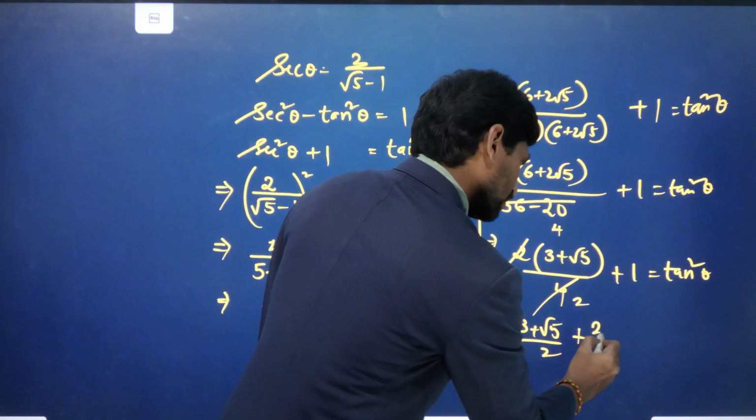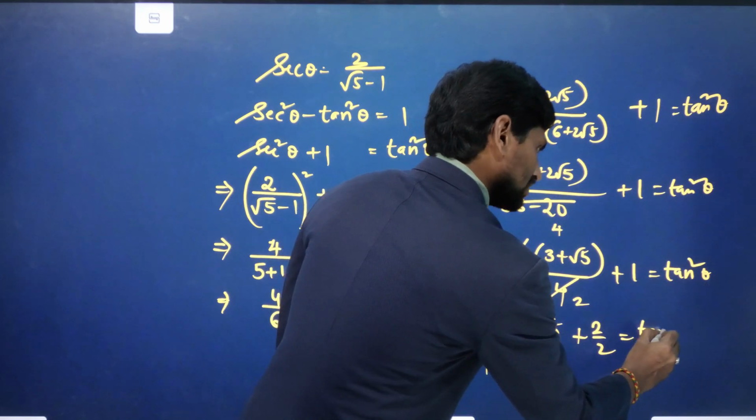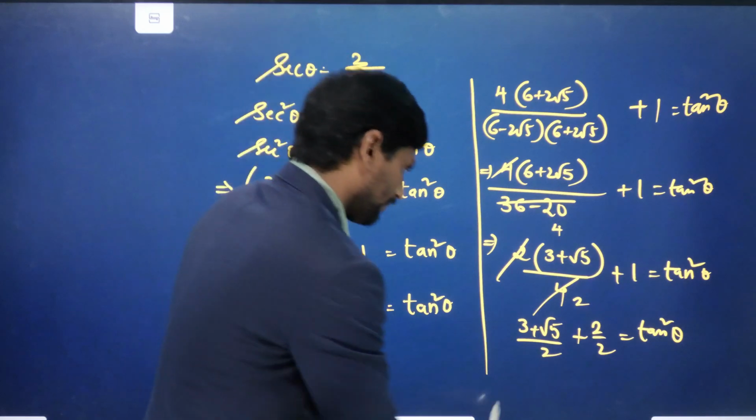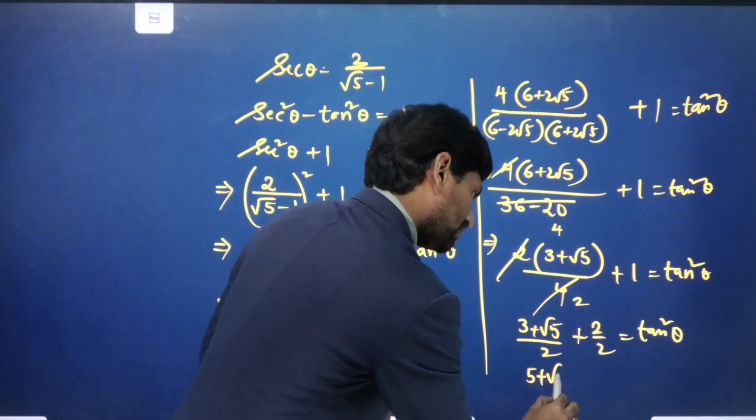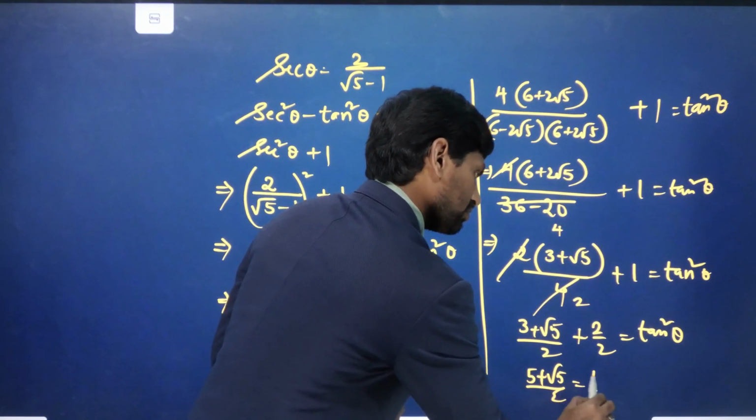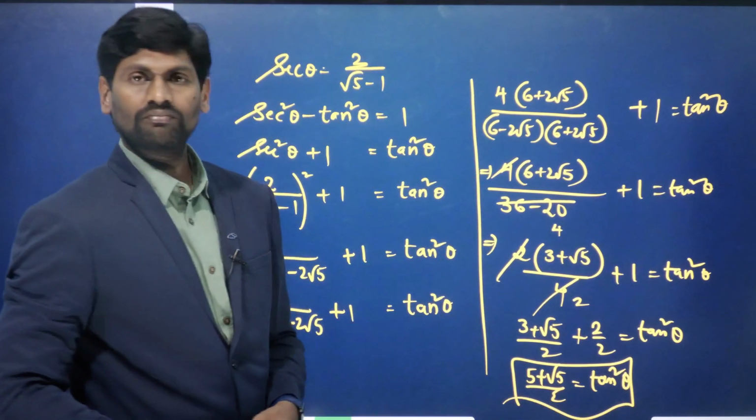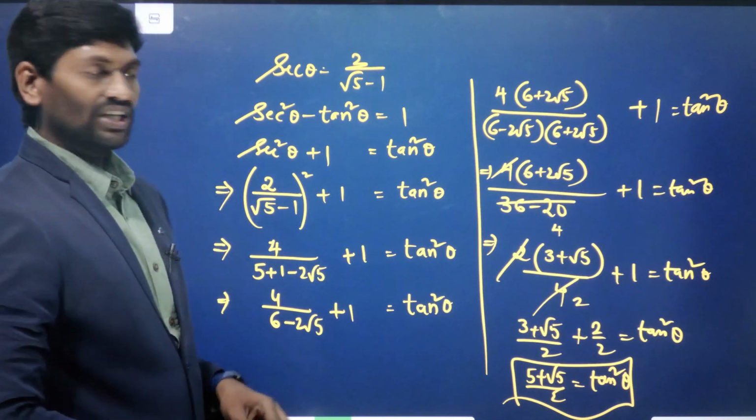1 is nothing but we can write 2 by 2. That is equals to tan square theta. 3 plus 2 is 5. 5 plus root 5, this is (5 plus root 5) by 2. That is equals to tan square theta. So this is the answer for tan square theta. Okay? So let us go to the next problem.